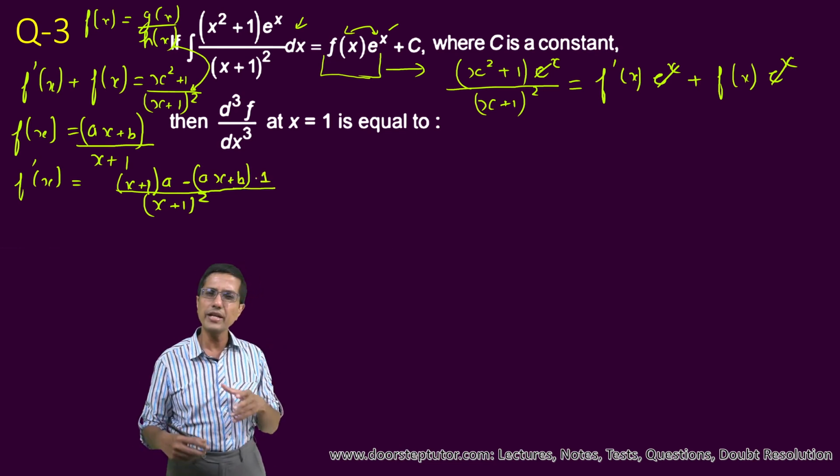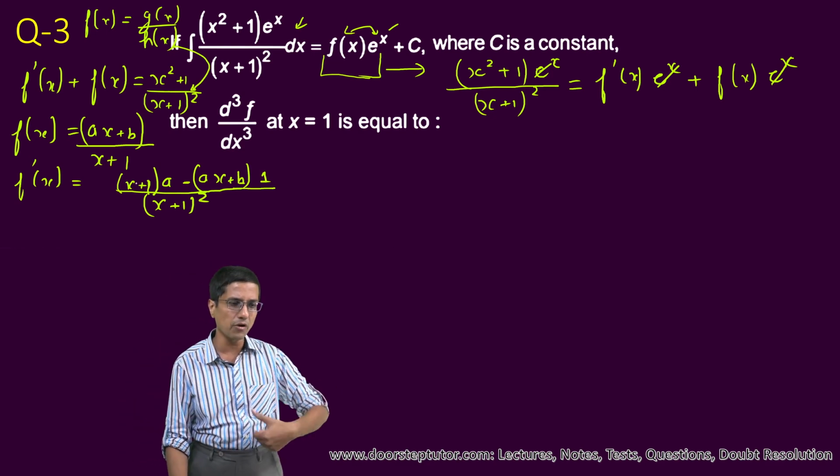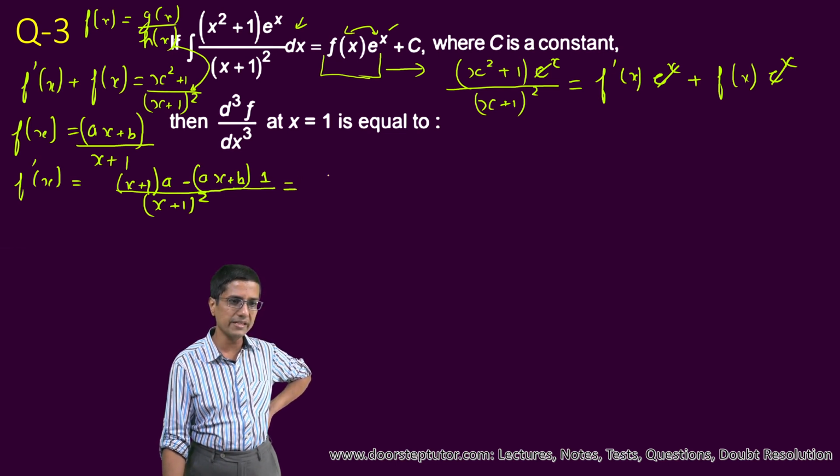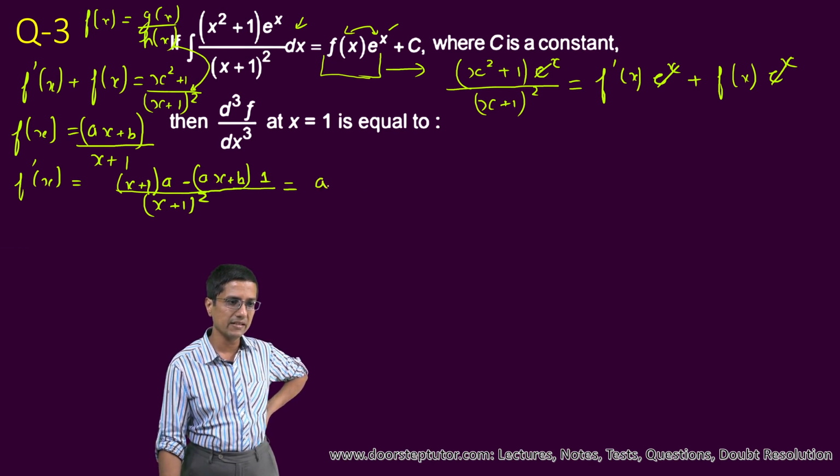Okay, I'm not doing anything complicated. These are the simple formula. This is the formula for the quotient, if you will. Now this, if we try to simplify it, this becomes plus ax minus ax would cancel. So here I'll get a, and from here I'll get minus b divided by x plus 1 the whole square.